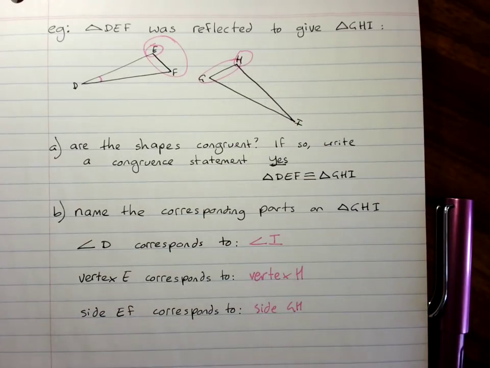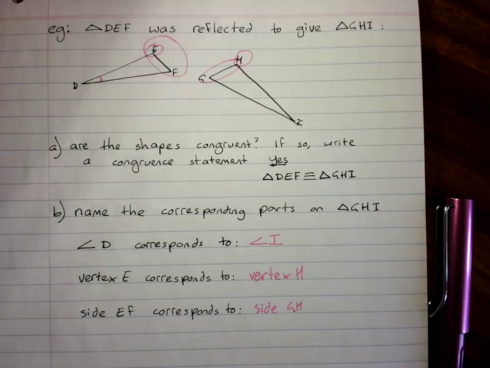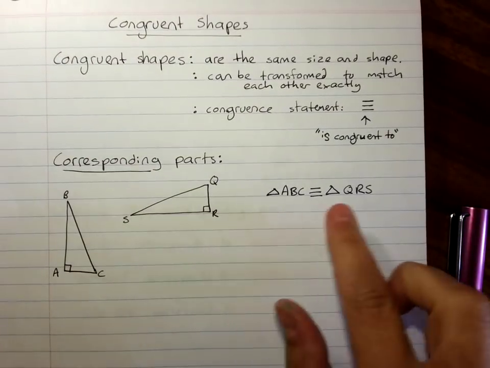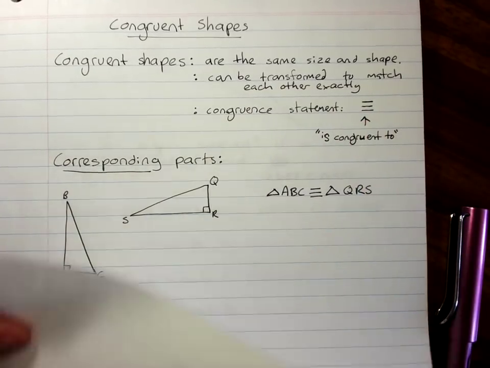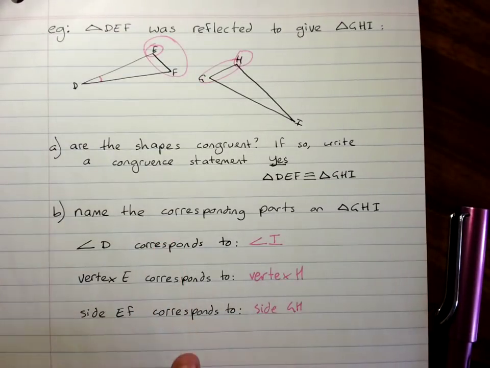So we just need to be able to work out if shapes are congruent based on whether they were reflected and rotated. We need to remember how to label a shape, how to use the congruence statement, and how to identify corresponding parts on two congruent shapes.